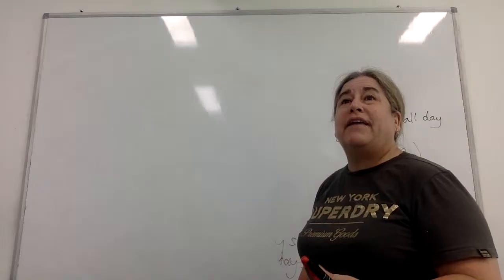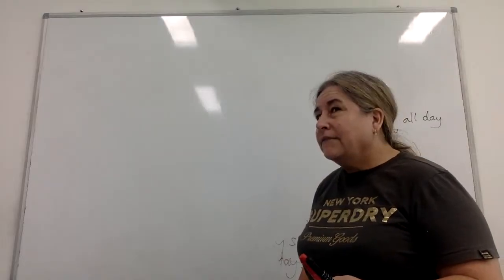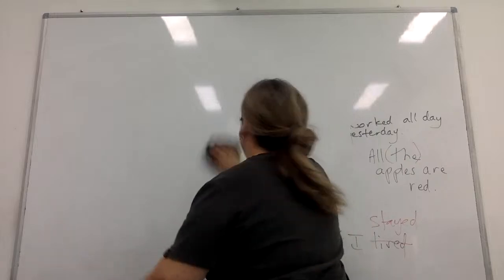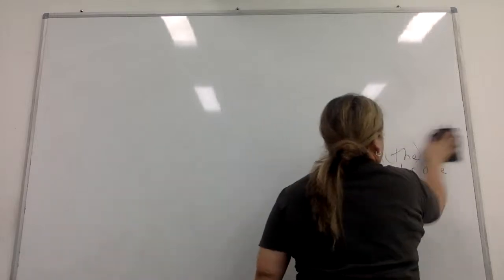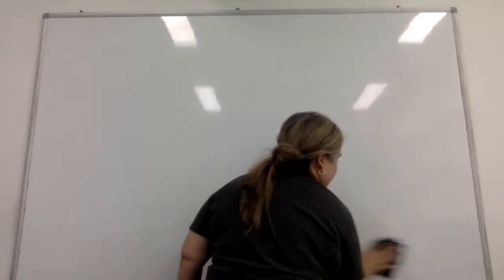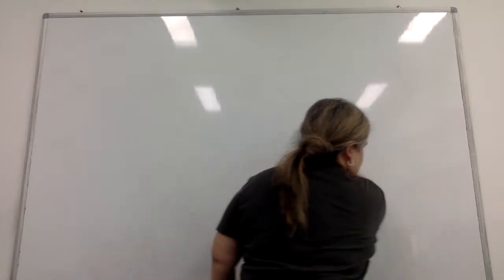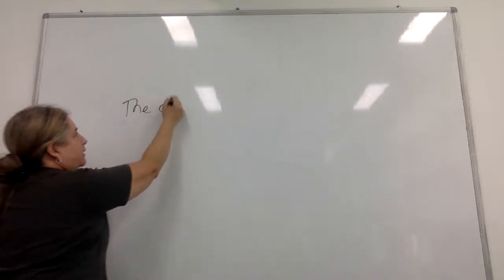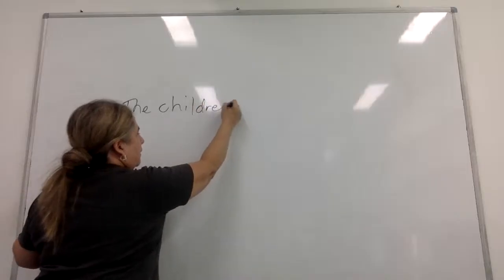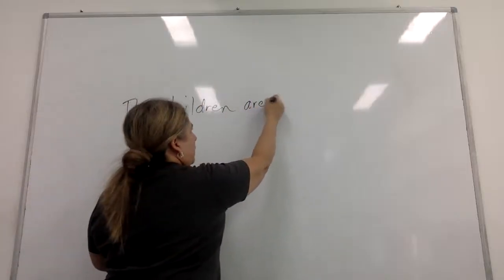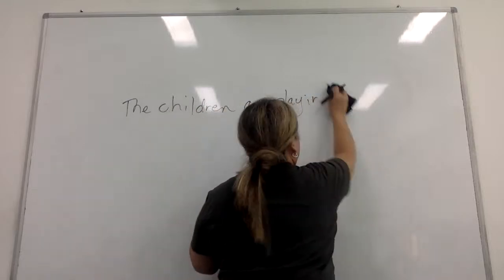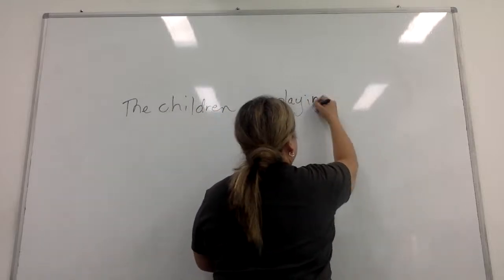How did you spell all together? ALL. Okay. TO. Yeah, it's okay. So give me the example again, Joe. The children are playing all together.